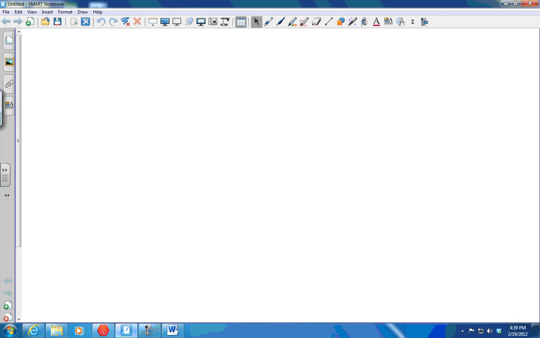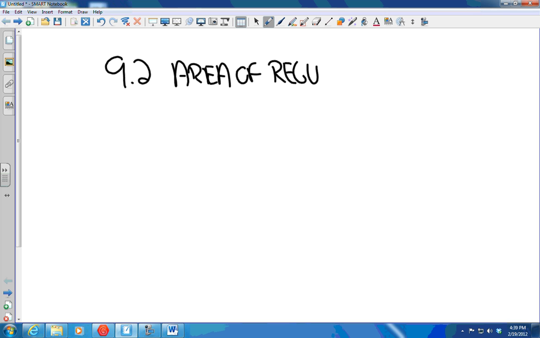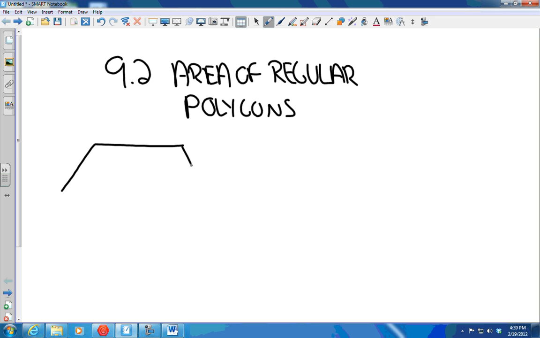Okay, now let's do our area of regular hexagons. We're just going to focus on regular hexagons for this, but this is also 9.2, area of regular polygons. But we're going to focus on the regular hexagon, and that's a hexagon with 6 congruent sides and 6 congruent angles.